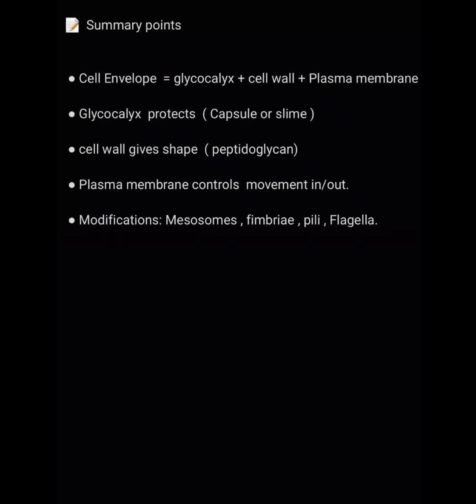Here is a summary of the cell envelope and its modifications. The cell envelope is composed of three layers. We all know that they are glycocalyx, cell wall and plasma membrane. All these three together are called the cell envelope. Glycocalyx is a protective layer and it contains two different types of layers. They are the capsule and the slime layer. We all know that the capsule is thick and the slime layer is a thin layer.